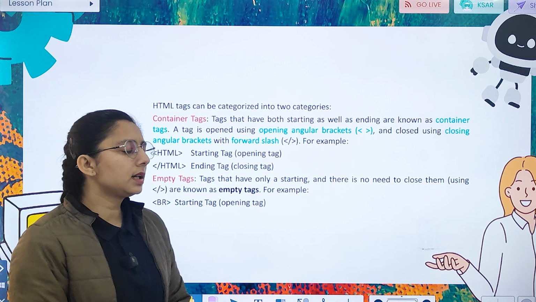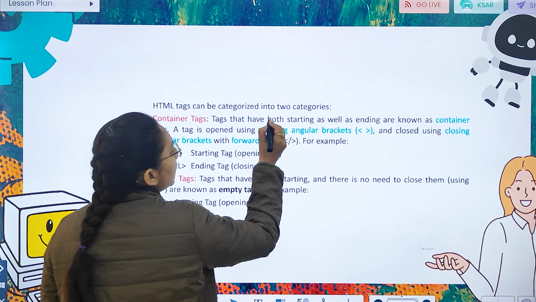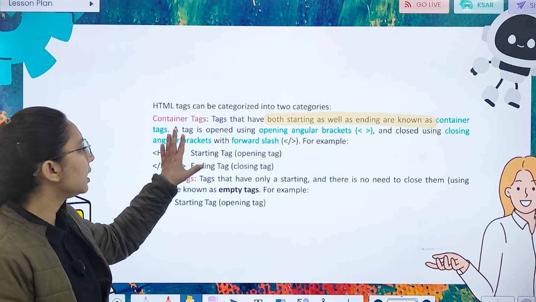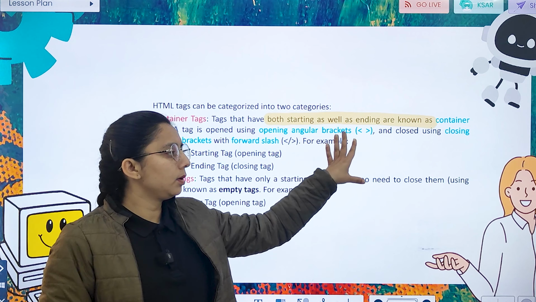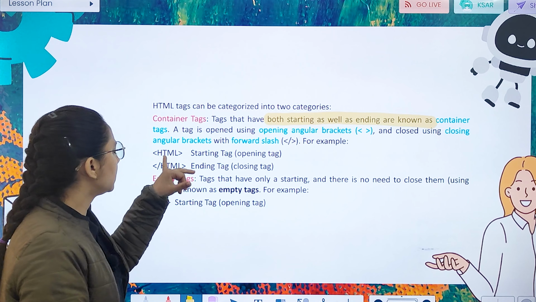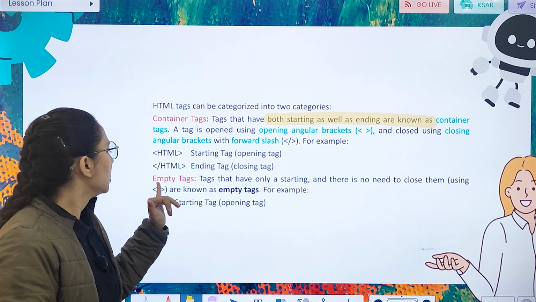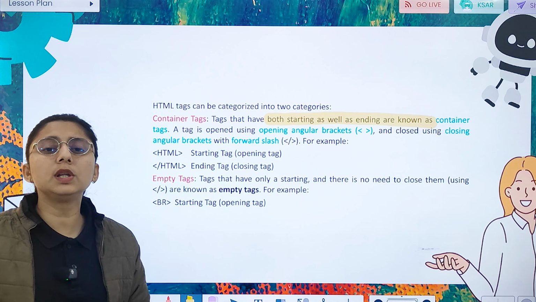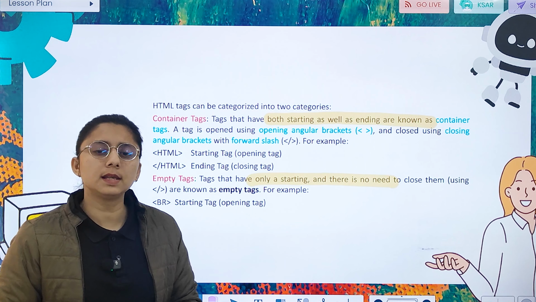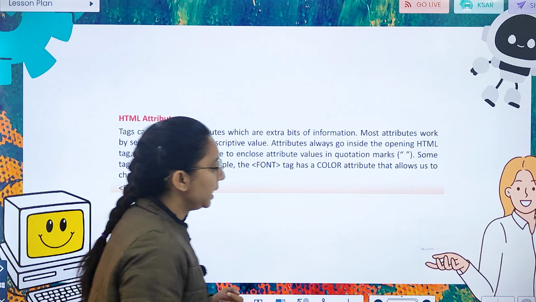Now HTML tags are categorized into two categories. The container tag has both a starting as well as an ending point. It is known as a container. It has an opening angular bracket as well as a closing angular bracket. Like this is the HTML starting tag and this is the ending tag, right? So what are empty tags? They have only a starting tag, also called the opening tag, and there is no need to close them, right? It is known as an empty tag.